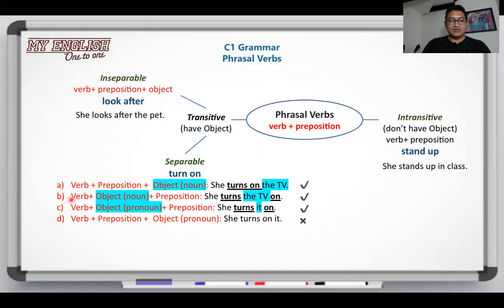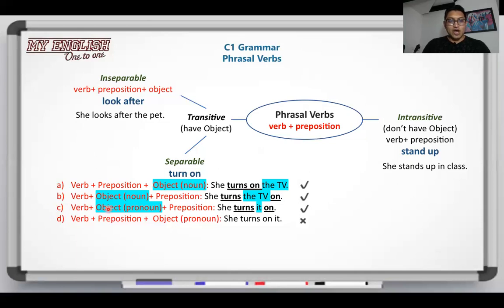Case B: verb plus object, when the object is a noun, and then the preposition. For example, she turns the TV on. In this case, we have separated the phrasal verb, the verb, from its preposition. They are separated, and in the middle is the object in a noun form.